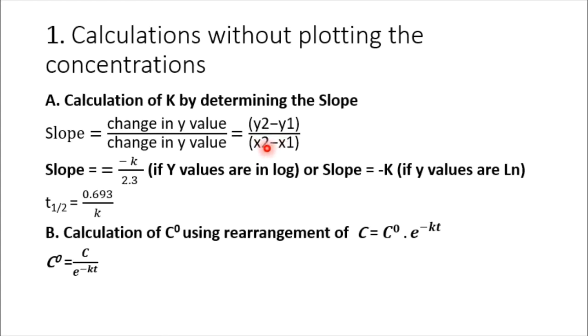Keep in mind that y values should be converted to log values. Then in this case we can just calculate the slope, the elimination rate constant, since the slope equals minus k over 2.3. Also then we can calculate the elimination half-life, which is 0.693 over the elimination rate constant.